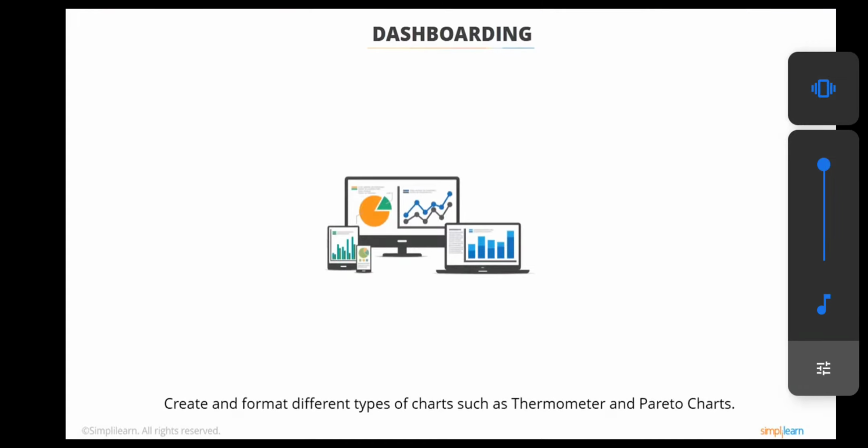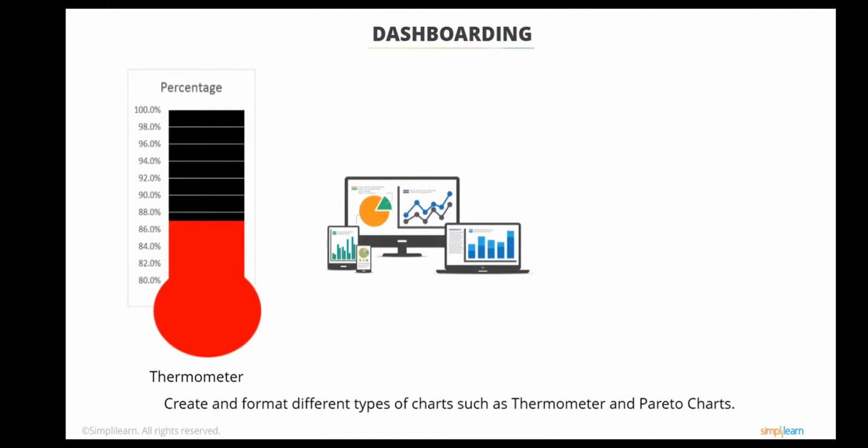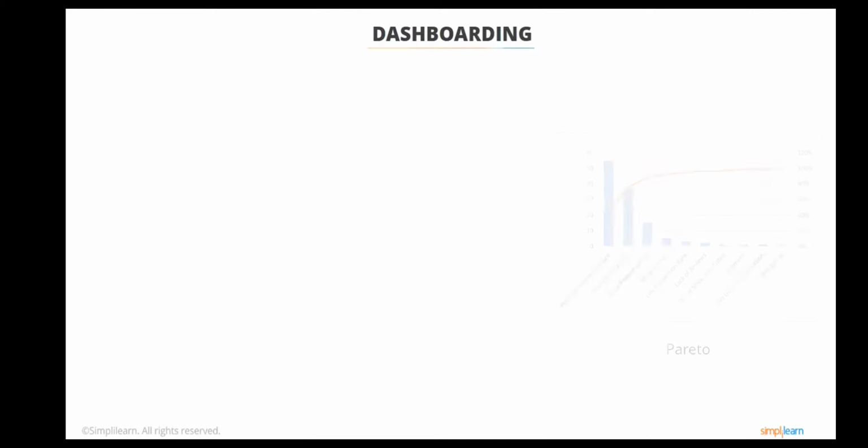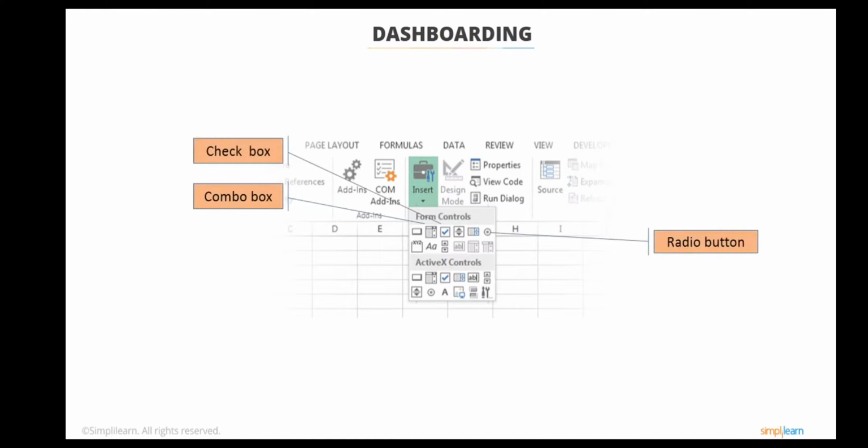This lesson will explain how to create and format different types of charts, such as thermometer and Pareto charts. It will also cover the importance of interactive charts and form controls, such as combo box, checkbox, and radio buttons.